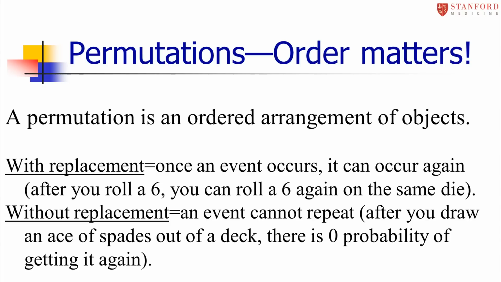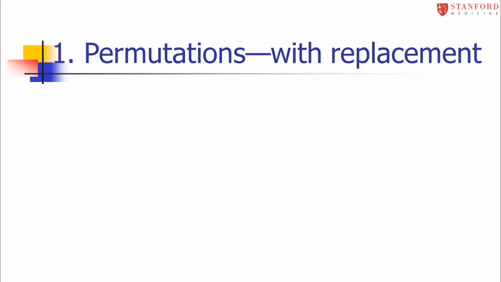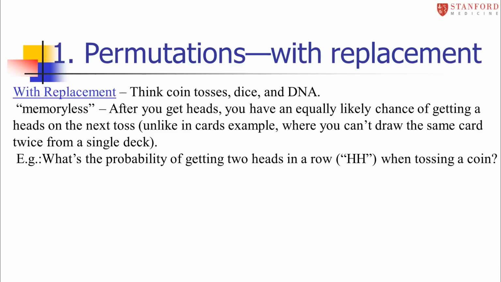So if you roll a die or flip a coin, it's equally likely that you're going to get a 6 on the next roll or a heads on the next toss of the coin. It doesn't matter what happened before. You have replacement. Things can repeat. Without replacement, the event can't repeat. So for example, if you draw the ace of spades out of your deck of cards, it's gone, and so it cannot repeat. So we're going to start with permutations with replacement.